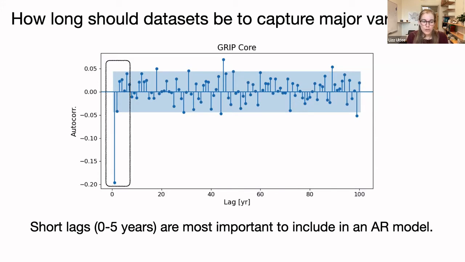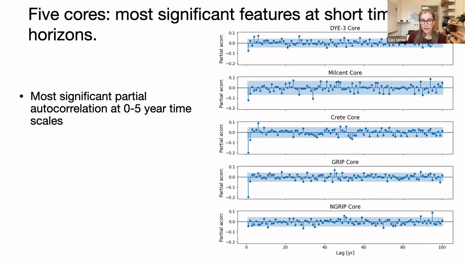Across cores, we see that short lags of 0 to 5 years are the most important to include in an autoregressive model of the type that we're going to generate. And I have looked at this core as well as several other ones that were available in the same publication. So across 5 cores, we see the most significant features at these short time horizons. So that indicates that we should include these short lags in our autoregressive model.